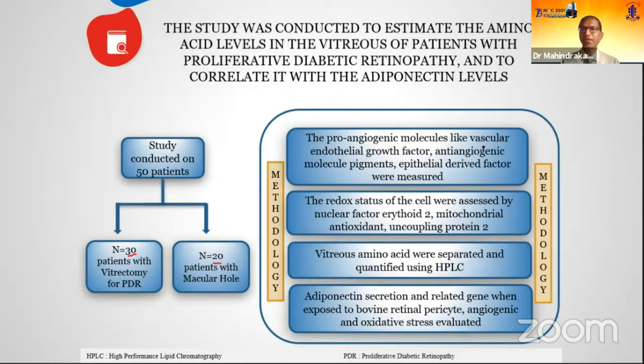The pro-angiogenic molecules like vascular endothelial growth factor and anti-angiogenic molecules like pigment epithelium-derived factor were measured. The redox status of the cell was assessed by nuclear factor erythroid 2, mitochondrial antioxidant, and uncoupling protein 2. Vitreous amino acids were separated and quantified using HPLC. Adiponectin secretion and related genes when exposed to bovine retinal pericytes, angiogenic and oxidative stress were evaluated.